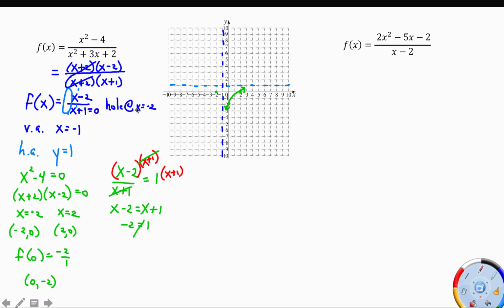Now don't forget, there's a hole when x equals negative 2. So this point right here needs to be drawn as a hole. Because I know it does not cross the asymptote, it's going to follow it this direction and that direction.